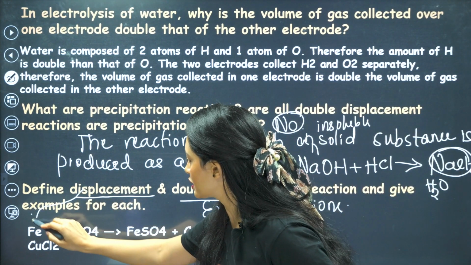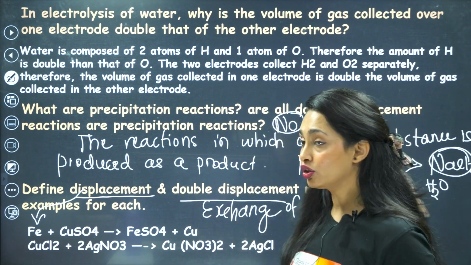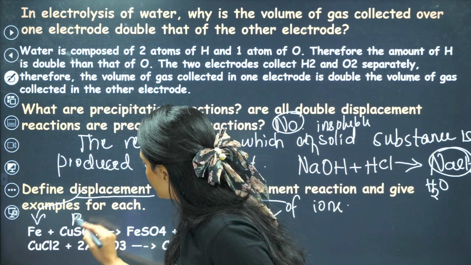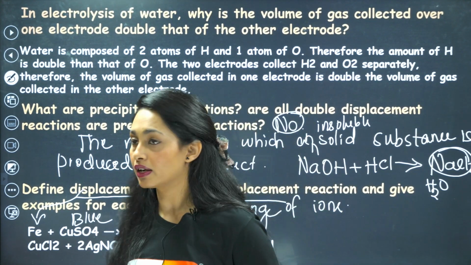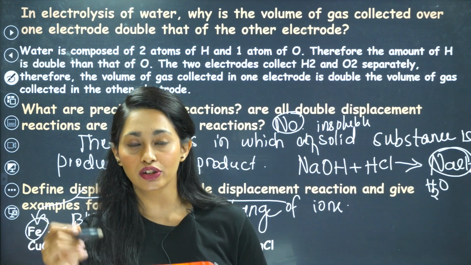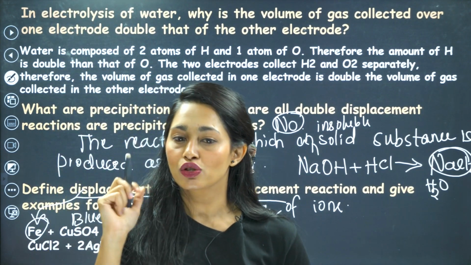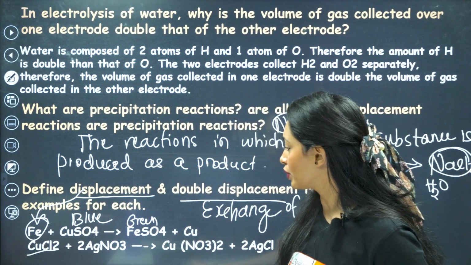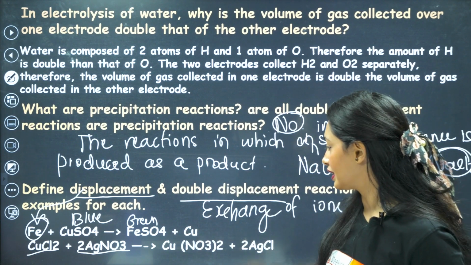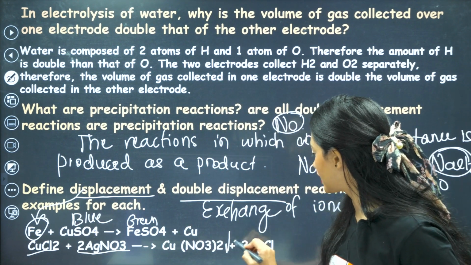Example for the displacement reaction: iron reacts with copper sulfate to produce ferrous sulfate and copper. Copper sulfate is blue in color, and the product, ferrous sulfate, is green in color. As iron is more reactive than copper, iron is placed above copper in the reactivity series, so this reaction is going to happen. For the double displacement reaction, we have copper chloride and AgNO3, that is silver nitrate. They are going to exchange their respective ions to form a precipitate.